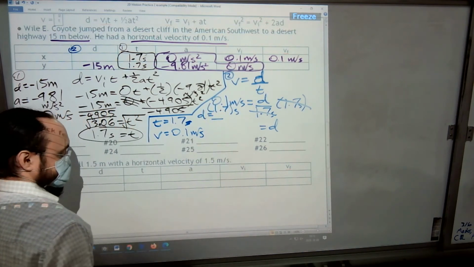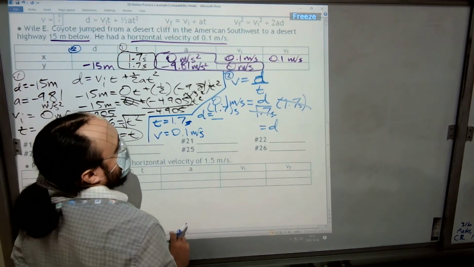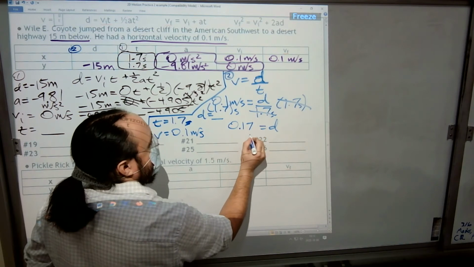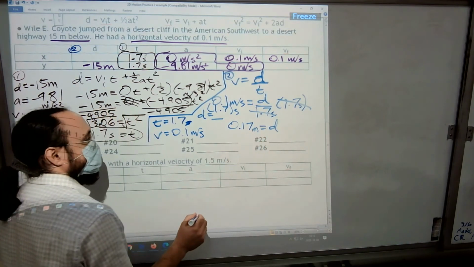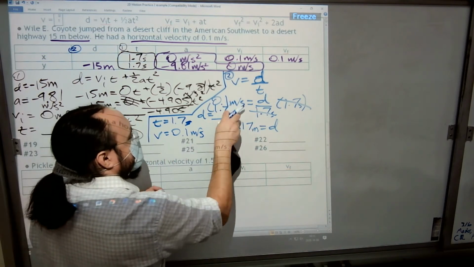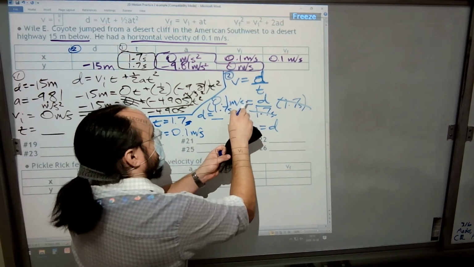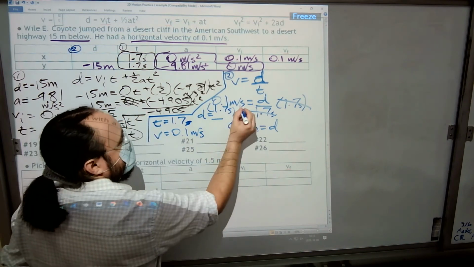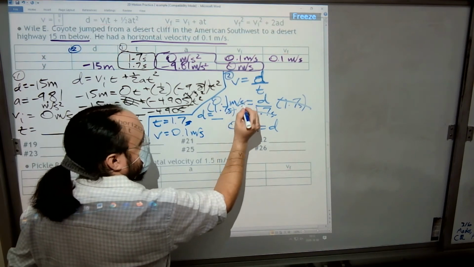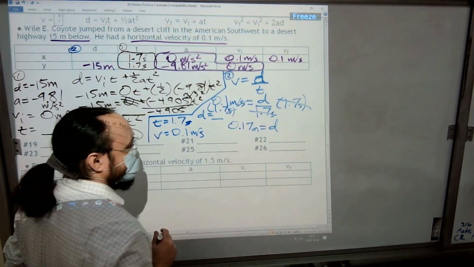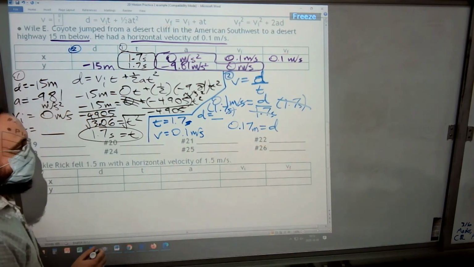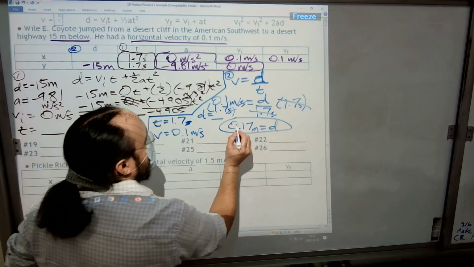So 1.7 seconds times 0.1 meters per second is 0.17, and that's the distance, so it's meters. Because this is per second and this is seconds, the seconds cancel with the per seconds, and that leaves us meters, so we know we did it right. But if you don't want to, you can just say this is distance, and meters goes with distance, so that's my distance.